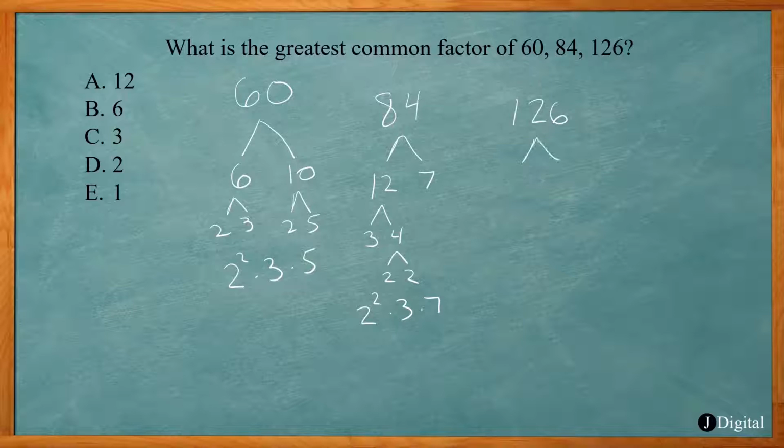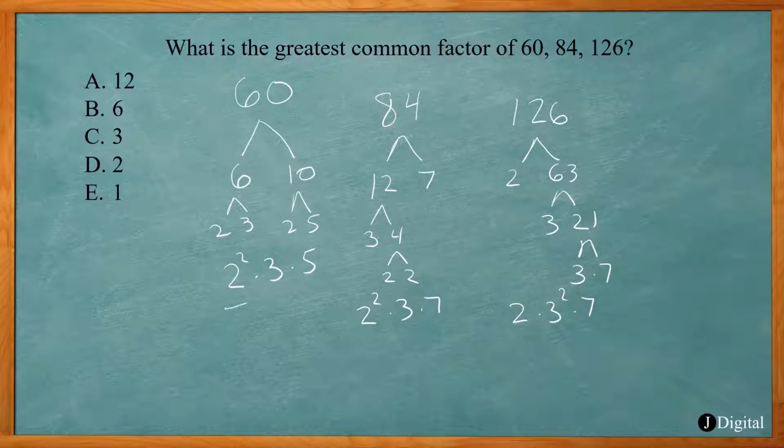That's going to be 2 times 63. 63 can be 3 times 21, and 21 is 3 times 7. So the prime factorization is 2 times 3 times 3 times 7, or 2 times 3 squared times 7. So I'm going to look at the common factors that they have.